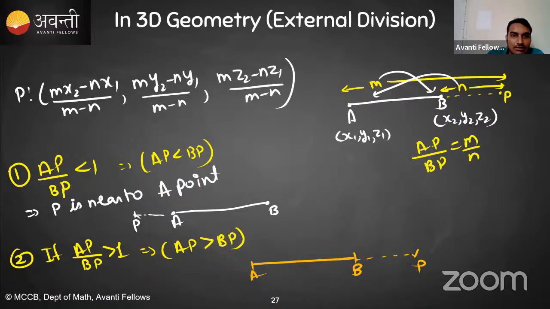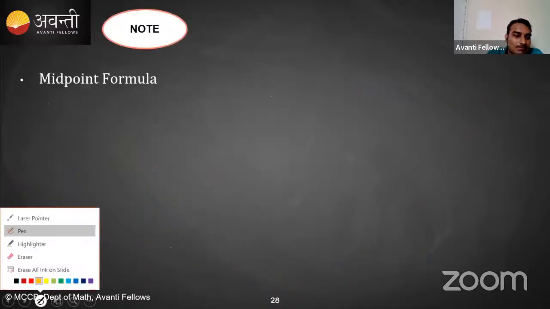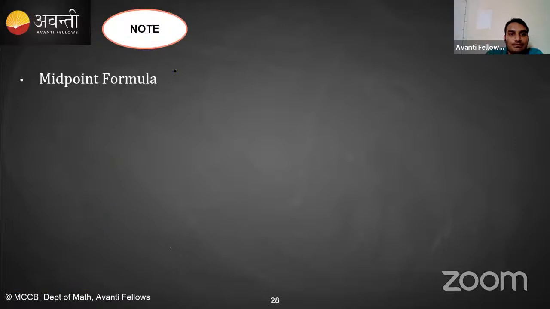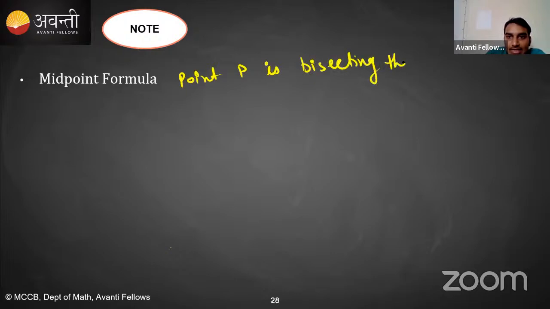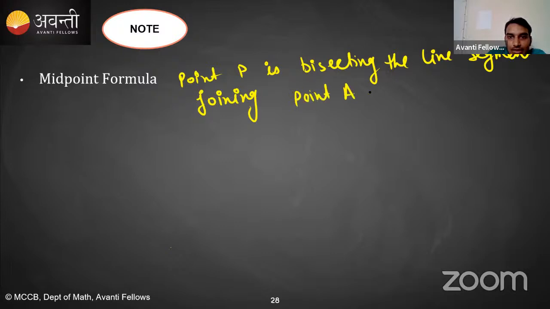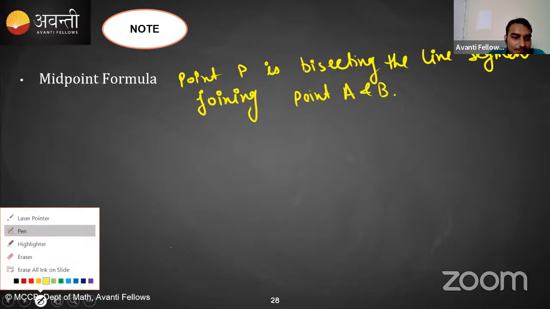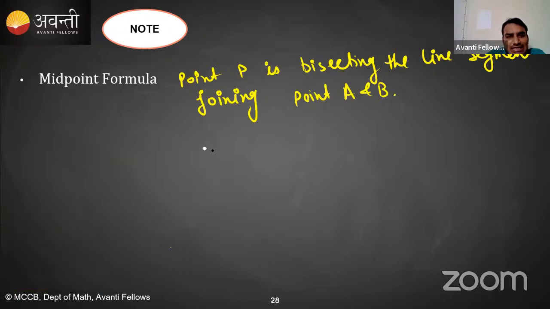Okay, if it is clear, then again, what will the midpoint formula be? In the midpoint formula, yes, very good Praveen, very good. It means point P is bisecting the line segment joining point A and B. Okay, so in that case again use the section formula.